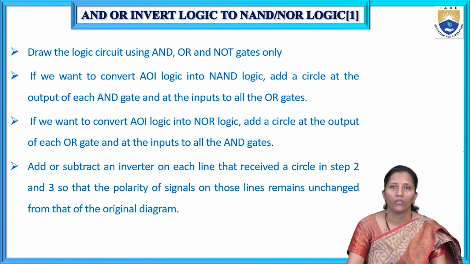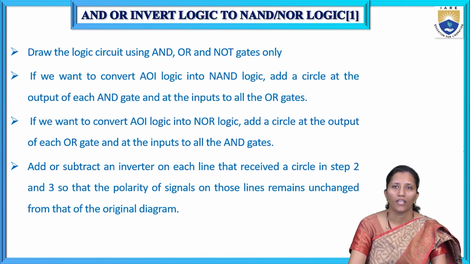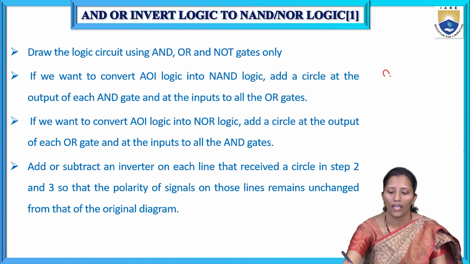So first, we have to know what is the procedure to convert the AOI logic to NAND NOR realization. First we have to draw the logic circuit using AND OR NOT gates only. Whatever the Boolean equation is there, we have to write that equation and draw that logic circuit using AND OR NOT gates only, because here we are converting AOI logic to multi-level NAND or NOR realization. A means AND, O means OR, I means inverter.